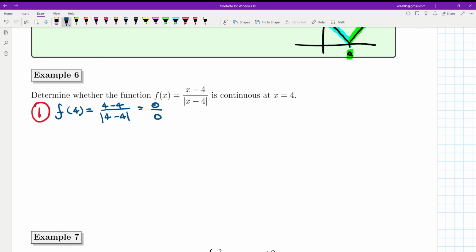However, we may need a more rigorous way to show this by computing the limits. Notice, I'm going to do part 2. Does the limit exist? Well, we need to find the limit of x minus 4 over the absolute value of x minus 4 as x approaches 4 from the left, and the limit as x approaches 4 from the right of the same.